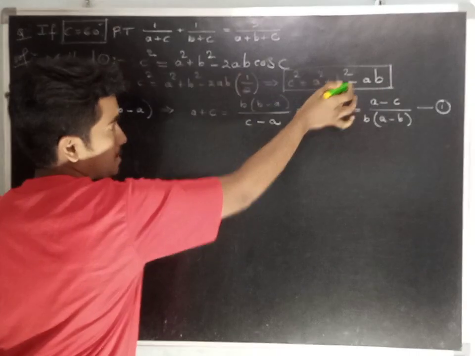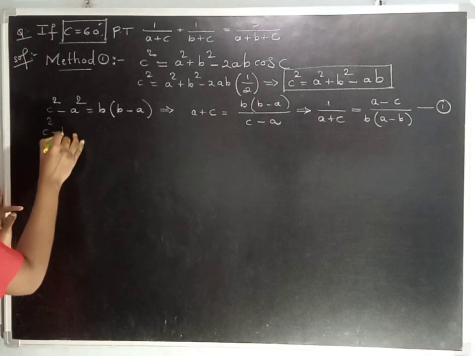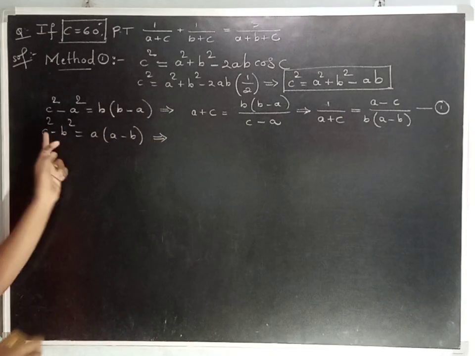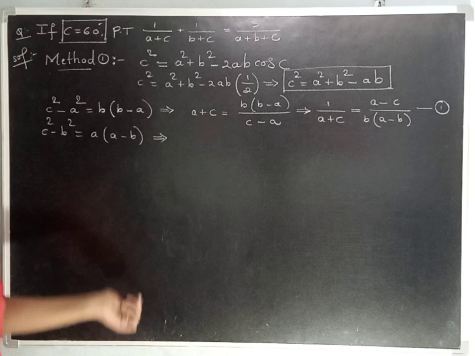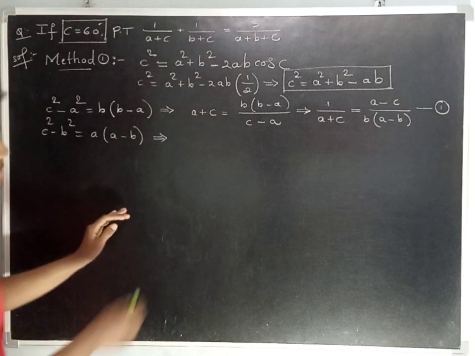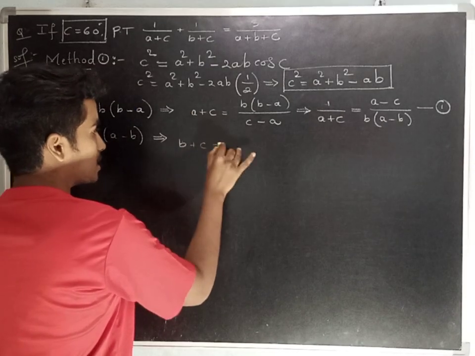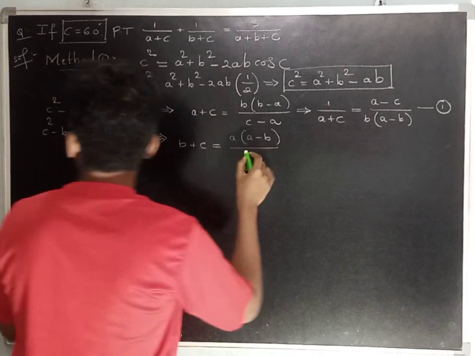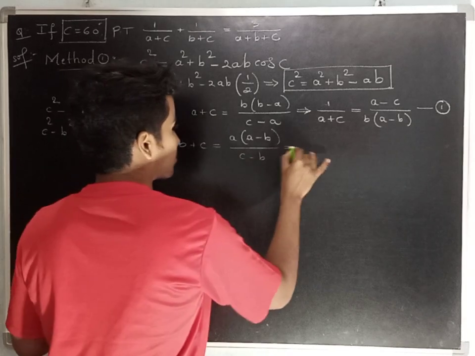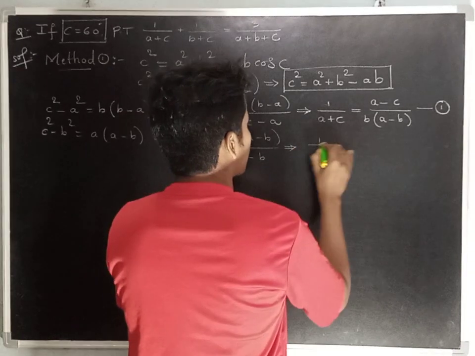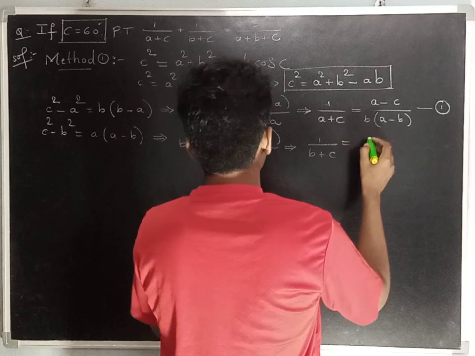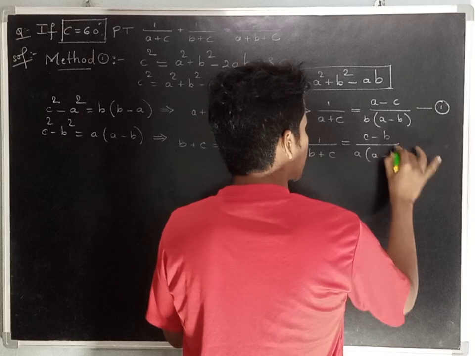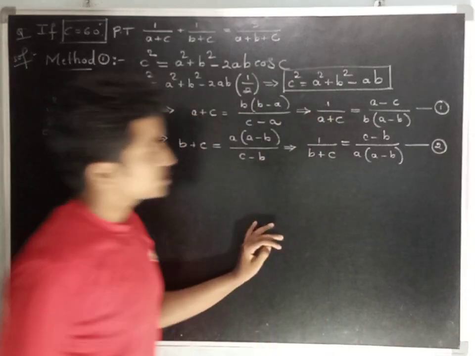Similarly, taking B square on this side, we get C square minus B square is equal to A into A minus B. C square minus B square is C plus B into C minus B. What we need to find is B plus C. B plus C is equal to A into A minus B by C minus B. It's nothing but 1 by B plus C is equal to C minus B by A into A minus B. It is our second equation.